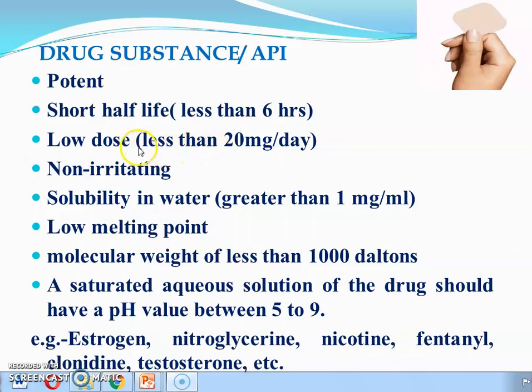The drug should have the low dose, that is 20 mg per day. The drug should not cause irritation to the skin. Drug should have the solubility that is greater than 1 mg per ml. It should have low melting point, up to 200 degrees Celsius. The drug should have the molecular weight less than 1000 Dalton, so that it may easily permeate through the skin. And a saturated aqueous solution of the drug should have the pH between 5 to 9.